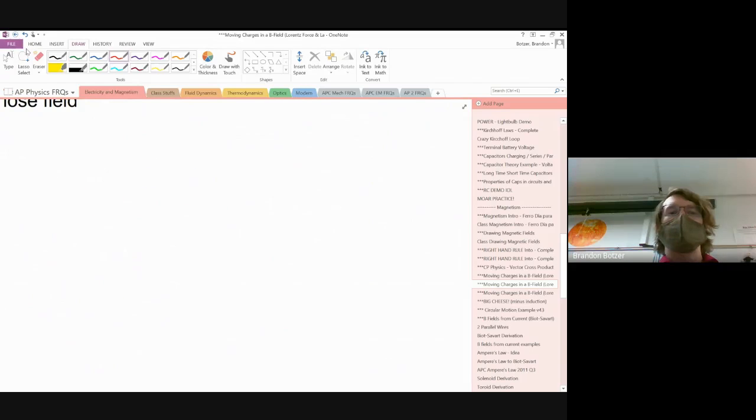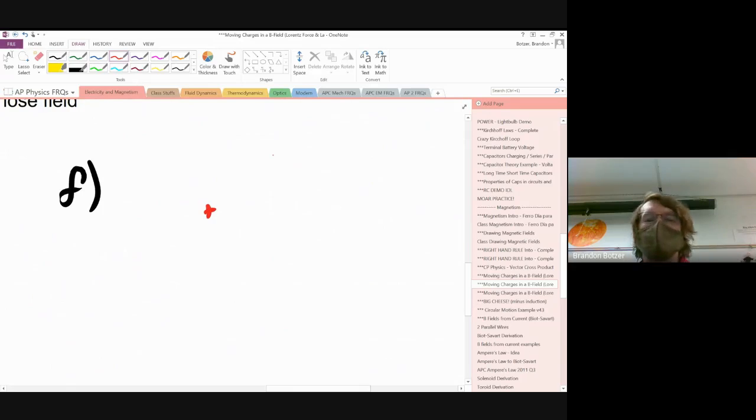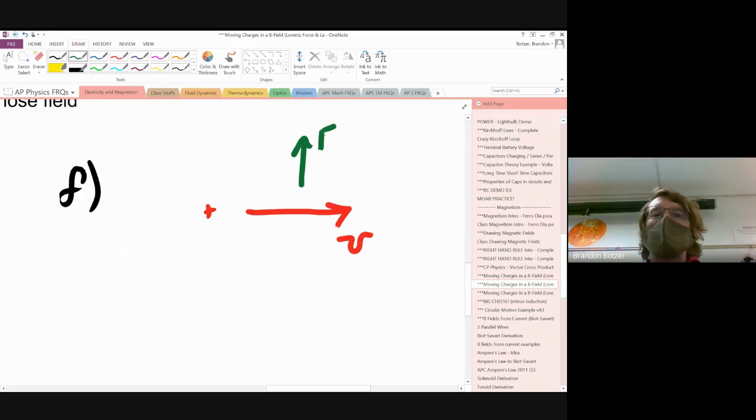Let's play again. Positive charge. Why make things more difficult? It feels a force acting up. What direction is the B field?